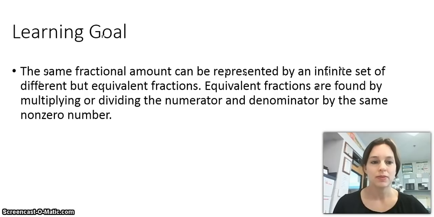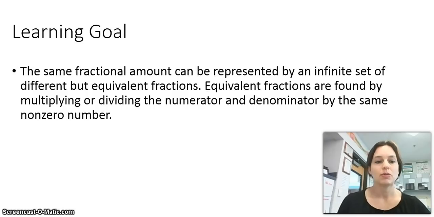Write this down too. The same fractional amount can be represented by an infinite set of different but equivalent fractions. Equivalent fractions are found by multiplying or dividing the numerator and the denominator by the same non-zero number. Just remember, we can't use 0, any number but 0.